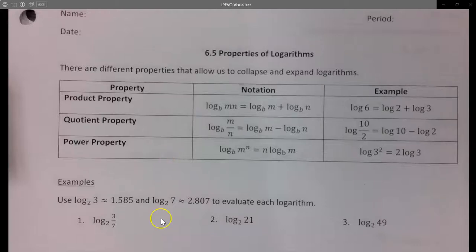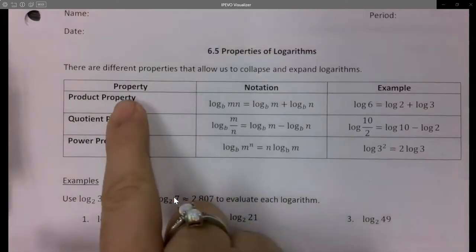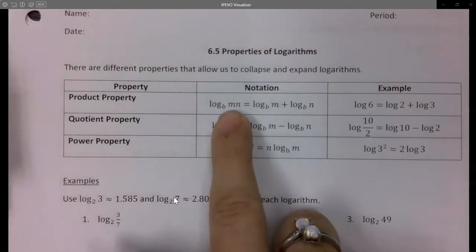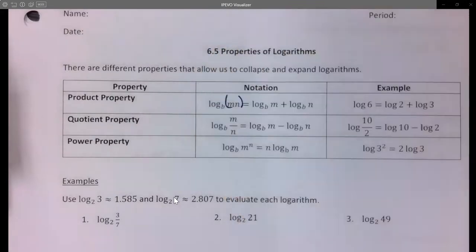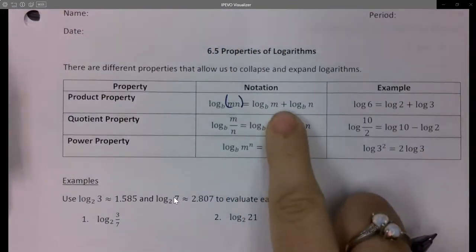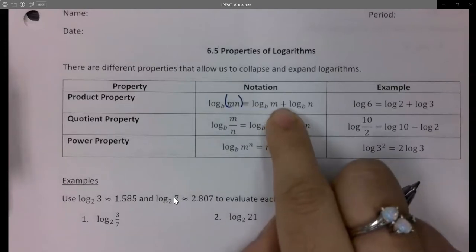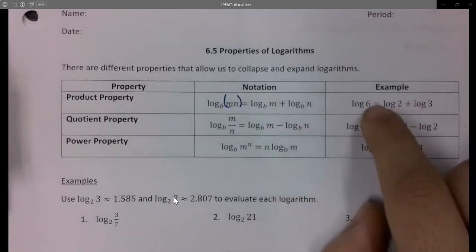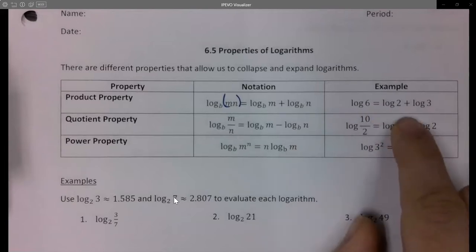So today we are moving on to properties of logarithms. There's three different properties. The product property, which if I have two numbers multiplied inside, so imagine if this was parentheses, I could split them up by using addition. Remember, just like the exponents, when I have two of the same base multiplied, I add them together. So here's an example over here. I split 6 into 2 and 3, and I put a plus in the middle.